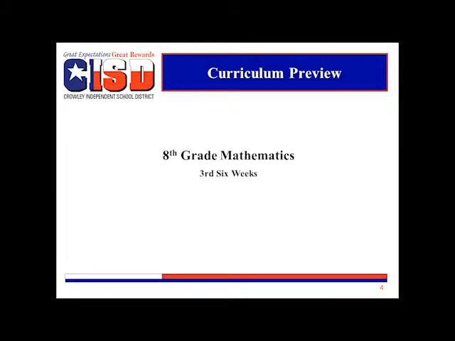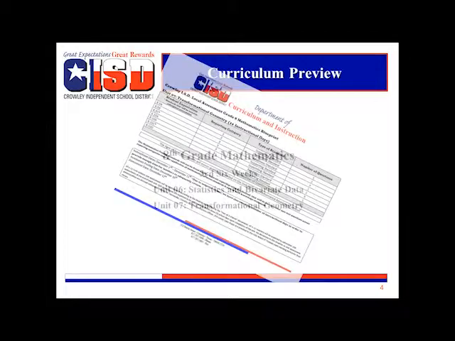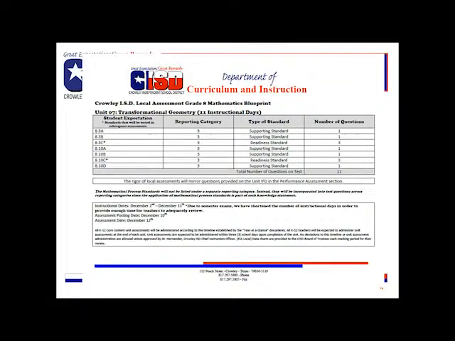Units covered in the third 6 weeks are Unit 6, Statistics and Bivariate Data, and Unit 7, Transformational Geometry. Please pause the video to review the Unit 6 Local Assessment Blueprint. Take time to note the instructional days and assessment posting and administration dates. Now take a moment to review the Unit 7 Local Assessment Blueprint. Notice that we will post the Unit 7 assessment earlier due to semester exams. Feel free to administer the assessment as early as December 12th, but no later than December 15th.